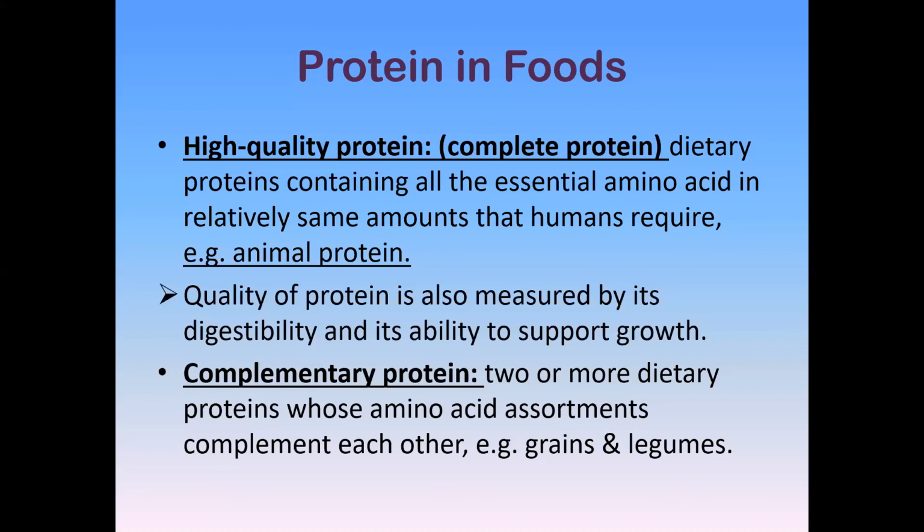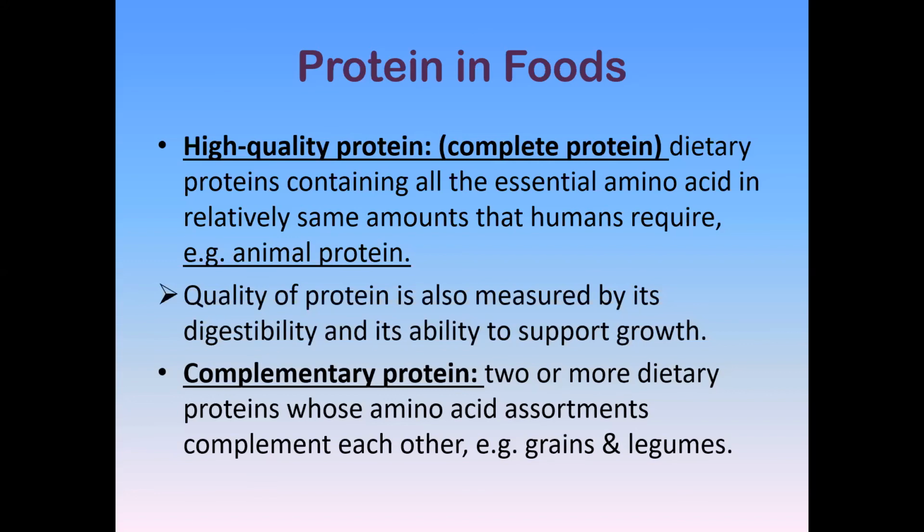So all animal proteins have the same amount of the 9 essential amino acids needed in our body for building. This is the quality of protein, and it's also measured by its digestibility, because sometimes the protein is not readily available to our body. When we digest it, it might not be digestible as efficiently. It can also be measured by the ability to support growth. And this is what we mean by quality of protein.